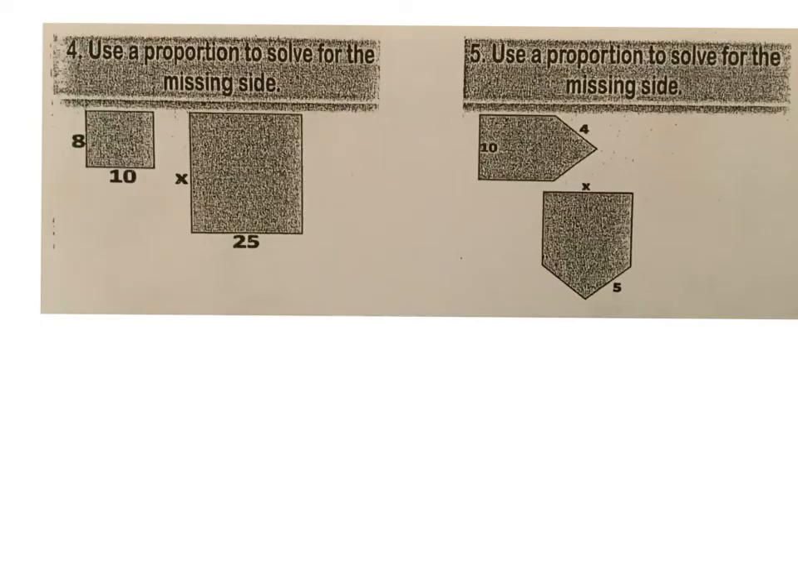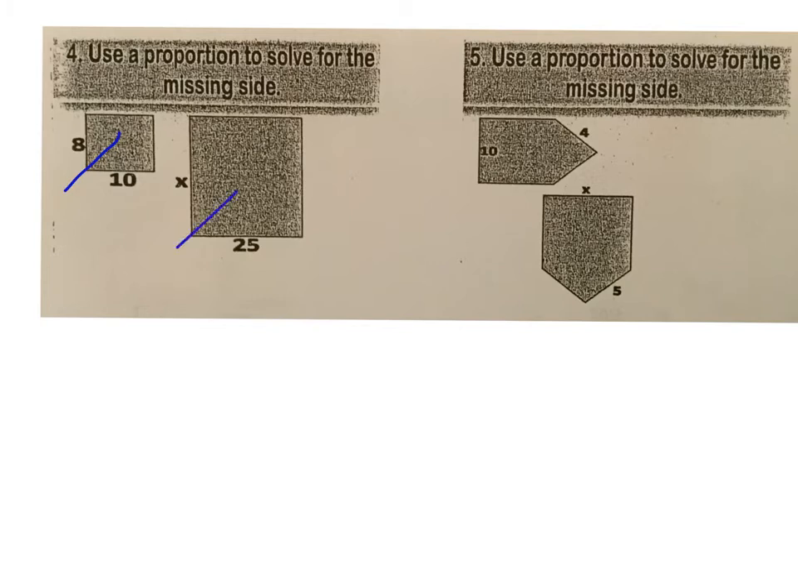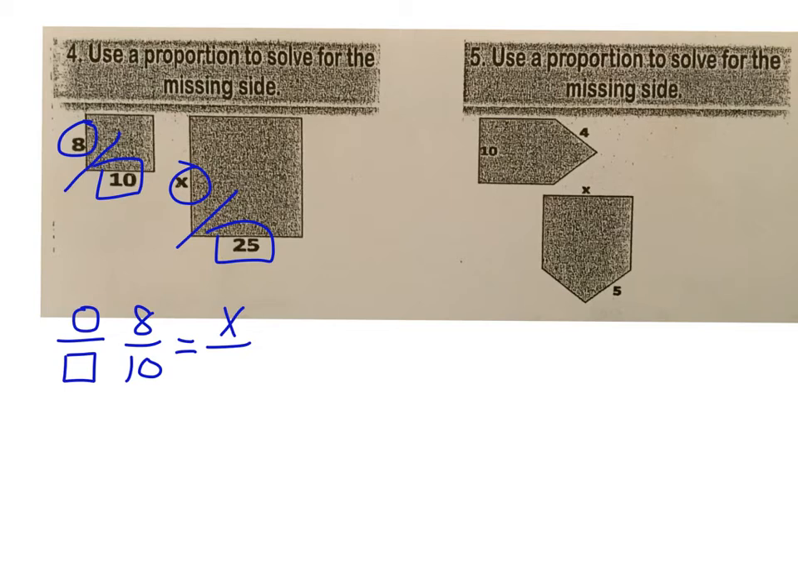Okay, number 4, I like these because they have not rotated the picture. So I could put lines between them, and I have my proportion set up right there. I have circle, circle, square, square. So circle over square, 8 over 10. Put your equal sign in between, and it's x over 25. Now there is no scale factor from 10 to 25, but I can simplify this.